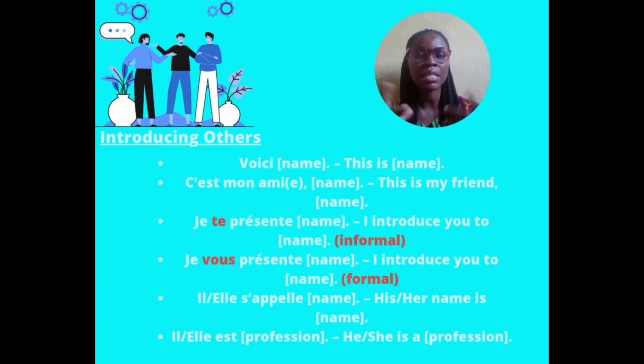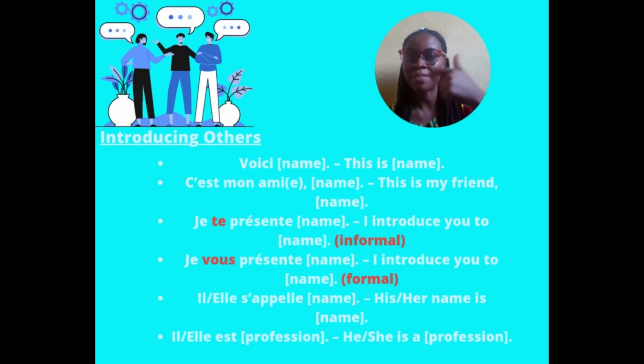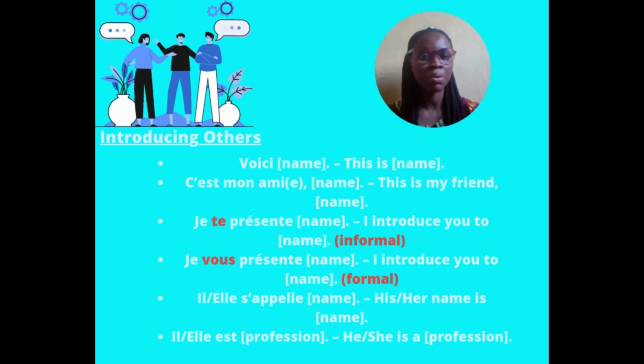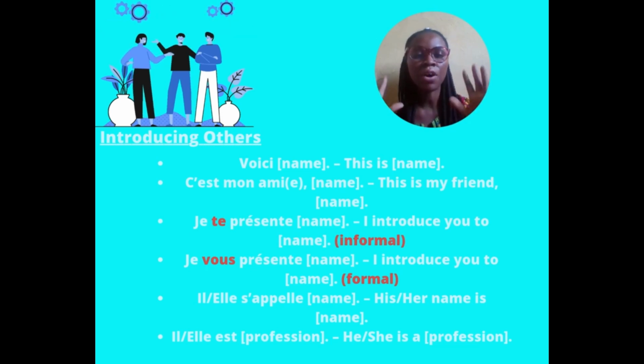Another way to say it in an informal French setting, je te présente. That is if the person you're speaking to is part of your FFG, Friends, Family, God. Je te présente Esther. Je te présente Jacob. Je te présente Matthew. Now, for a formal French setting, je vous présente. Je vous présente Japhet. Je vous présente Marc.